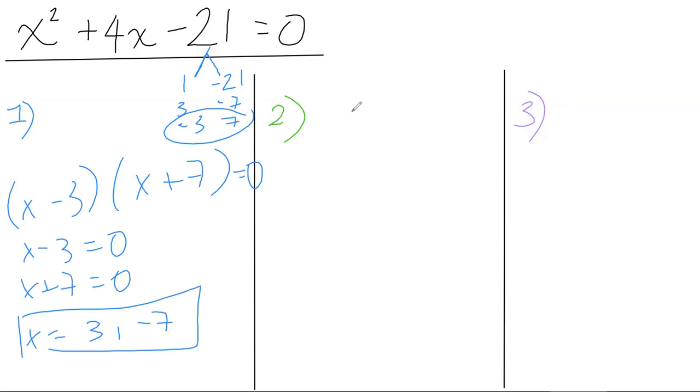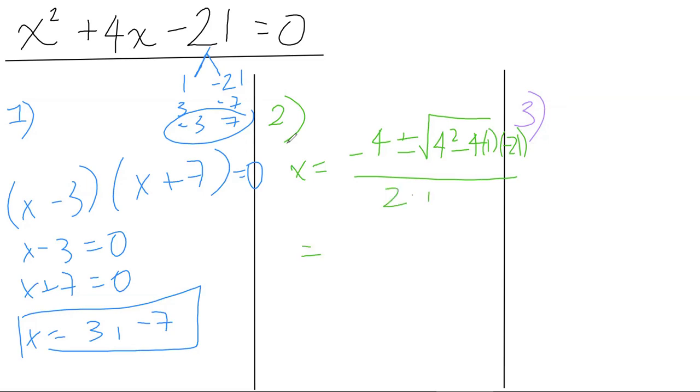Now, if we try solving it using the quadratic formula, we get x is equal to negative b, so negative b, which is negative 4, plus or minus the square root of b squared. Well, in this case, b squared is equal to 4 squared, minus 4ac, which is equal to 4 times 1 times c, which is negative 21, all over 2 times a, which is 1.